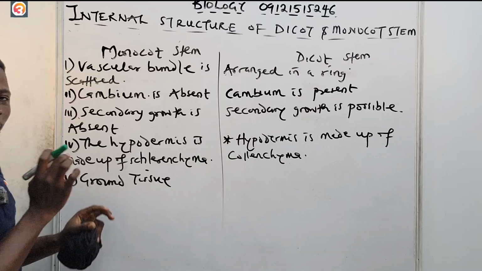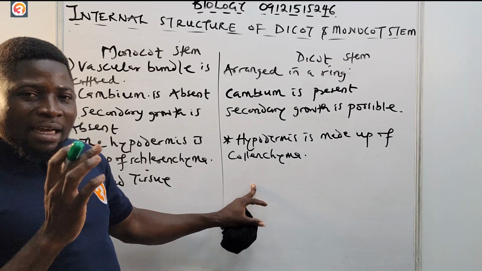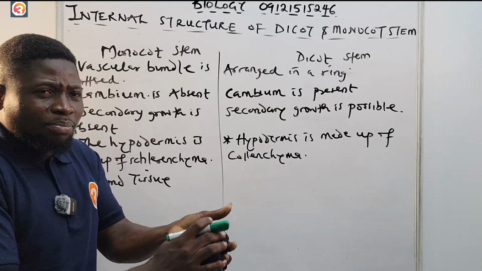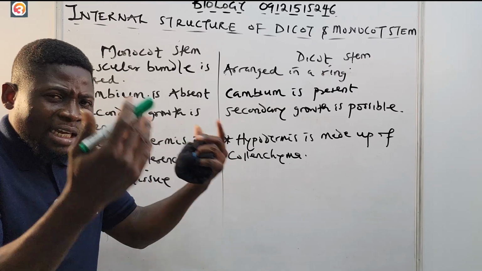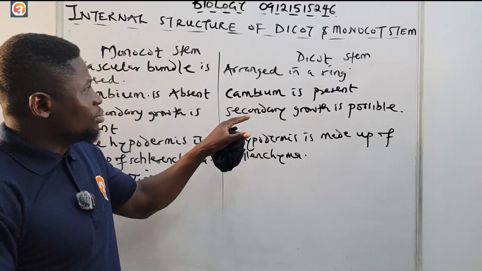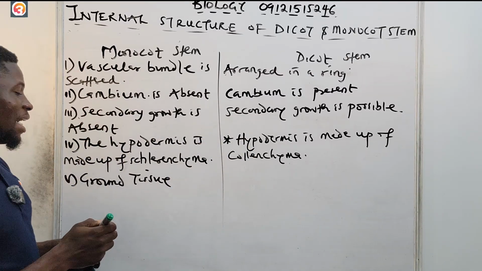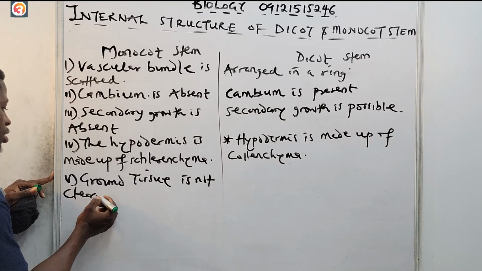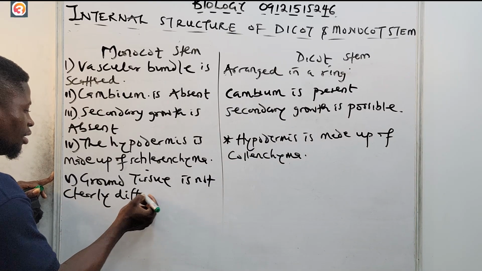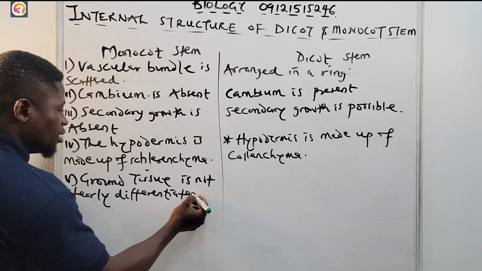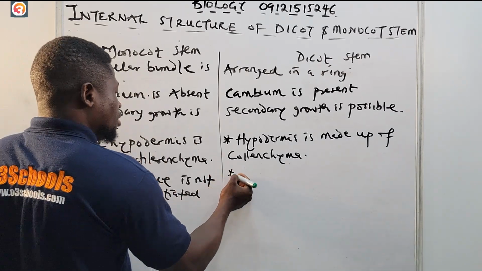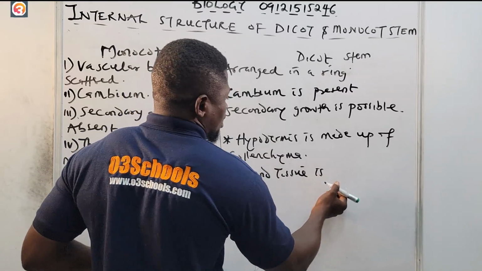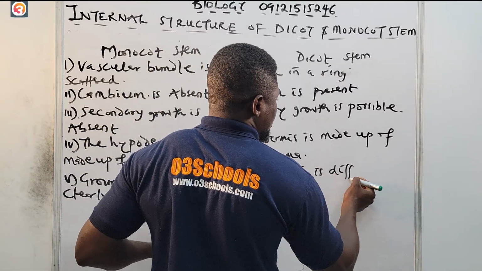That is when it comes to the monocot stem. But for the dicot stem, the ground tissue is differentiated. We have the cortex, we have the pericycle, we have the endodermis and so on and so forth. It is differentiated when it comes to the dicot stem. But for the monocot stem, the ground tissue is not clearly differentiated.